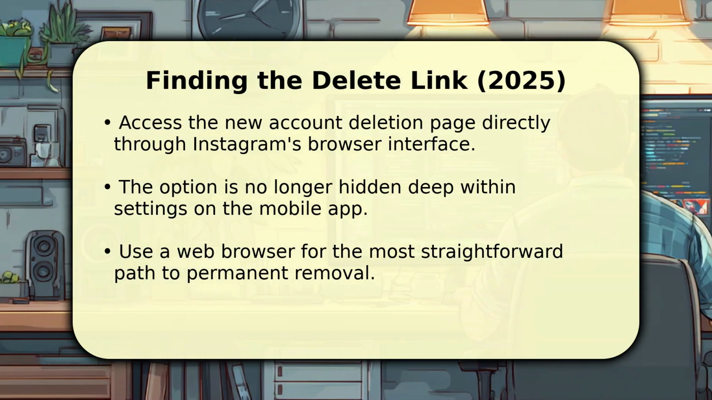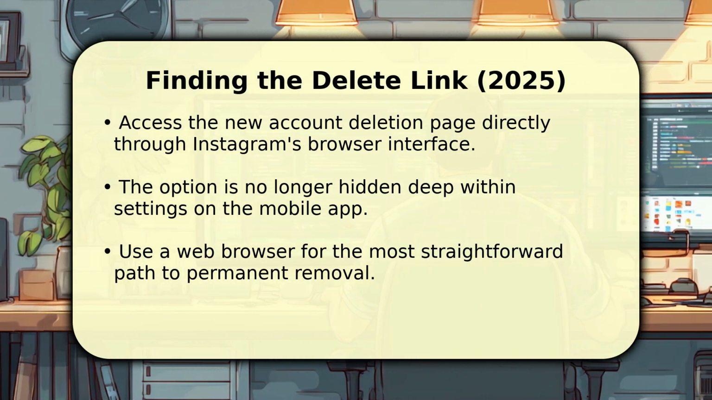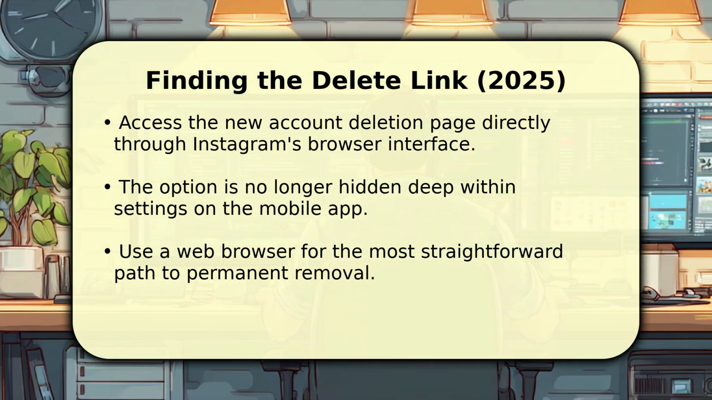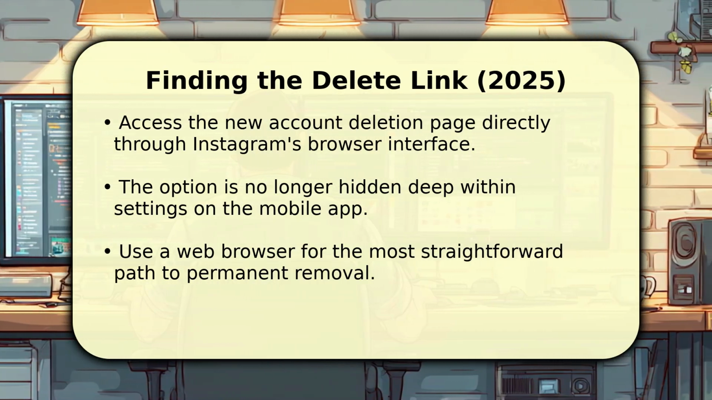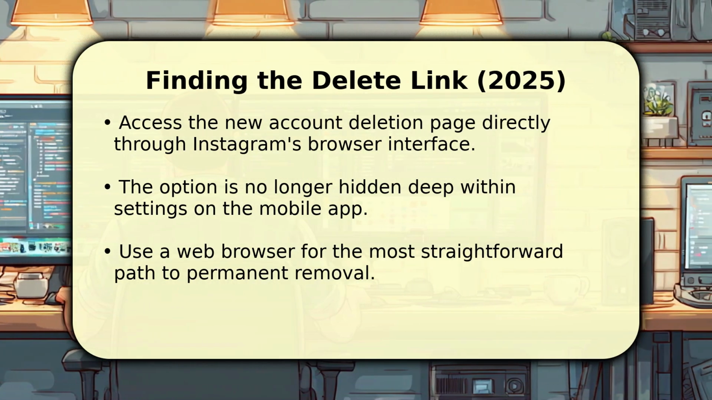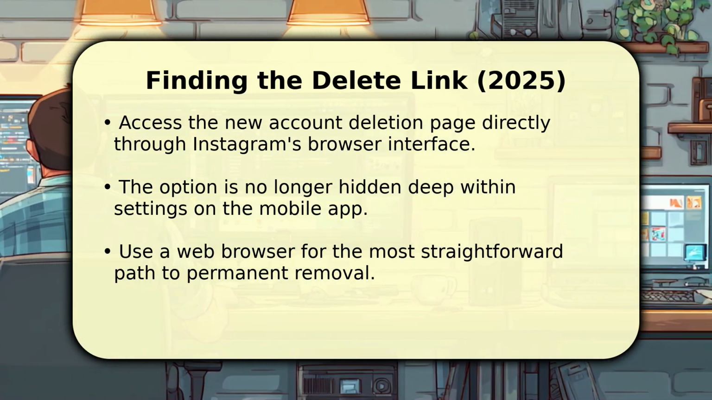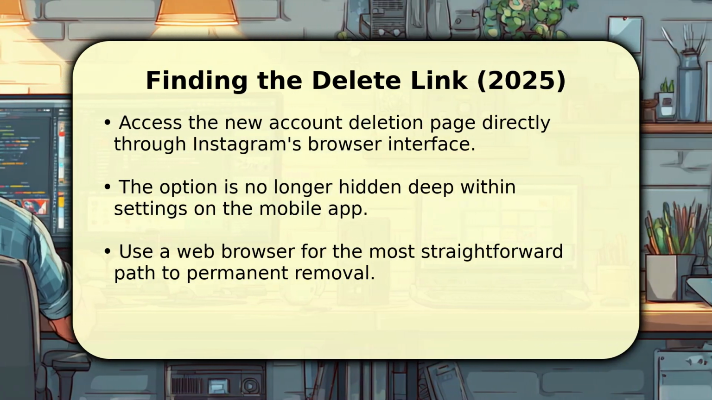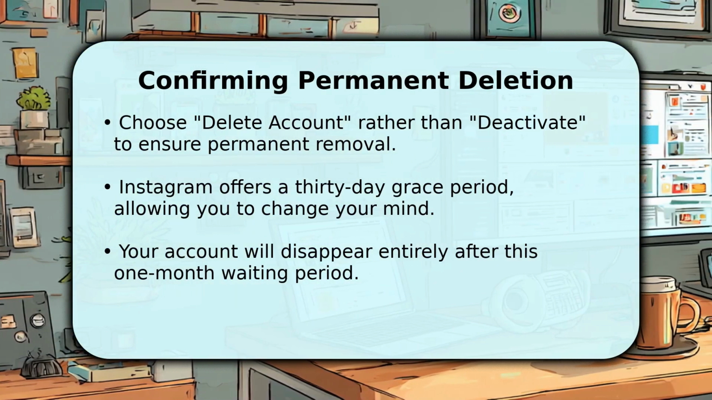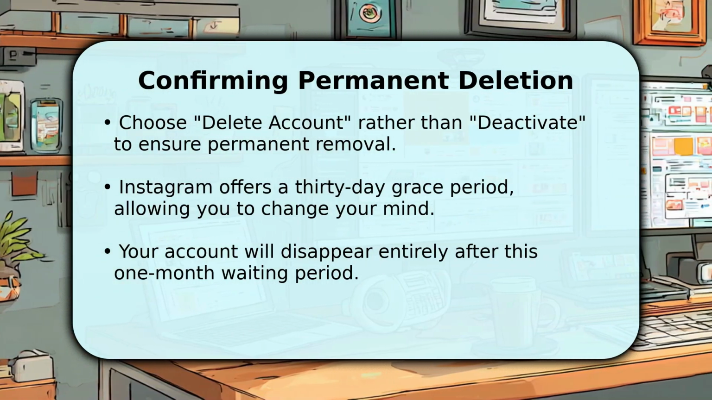In 2025, finding the account deletion option is simpler than before. You will need to access Instagram through a web browser on your computer or phone, not directly in the mobile app. Navigate to the specific Delete Your Account page, which is now more prominent. This direct web link streamlines the process, ensuring you can quickly and clearly initiate your permanent account removal without any unnecessary searching.